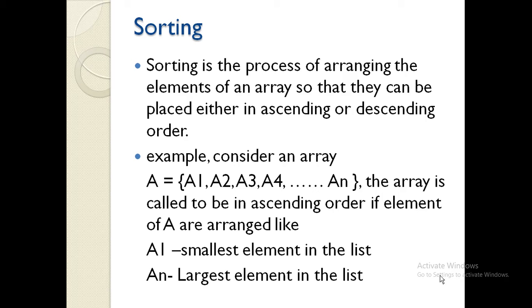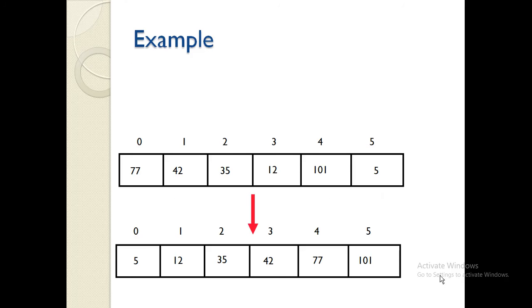For example, if there is an array A, and A1, A2, A3, A4, An are the elements of the array, then in ascending order A1 is the smallest in the list and An is the largest in the list. Here is an example. Here there are some elements in the array: 77, 42, 35, 12, 101, 5. If this array is sorted, it will look like 5, 12, 35, 42, 77 and 101. That means this array is sorted in ascending order. If it is descending, then it is exactly the opposite: 101 will be the first element and 5 will be the last element.